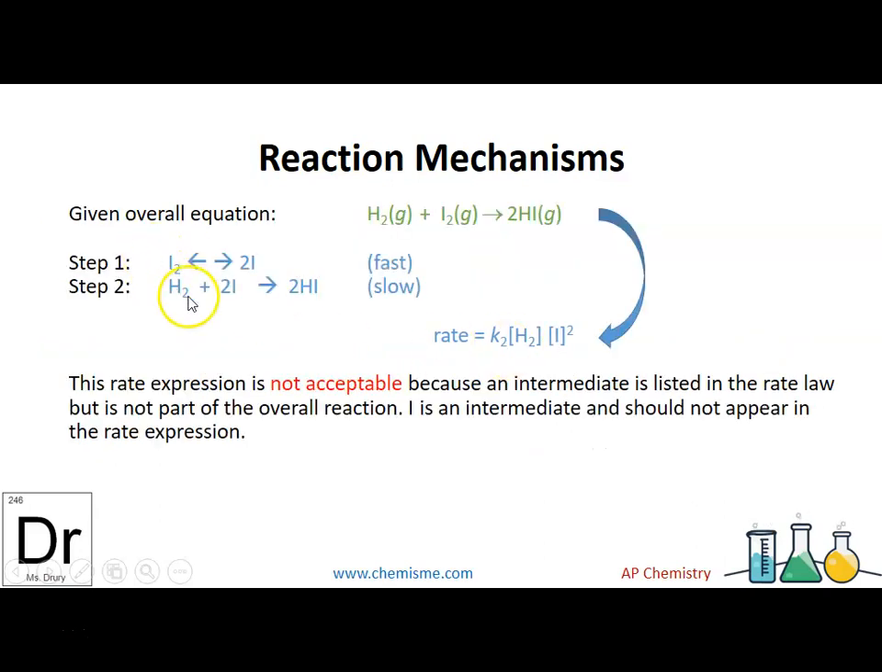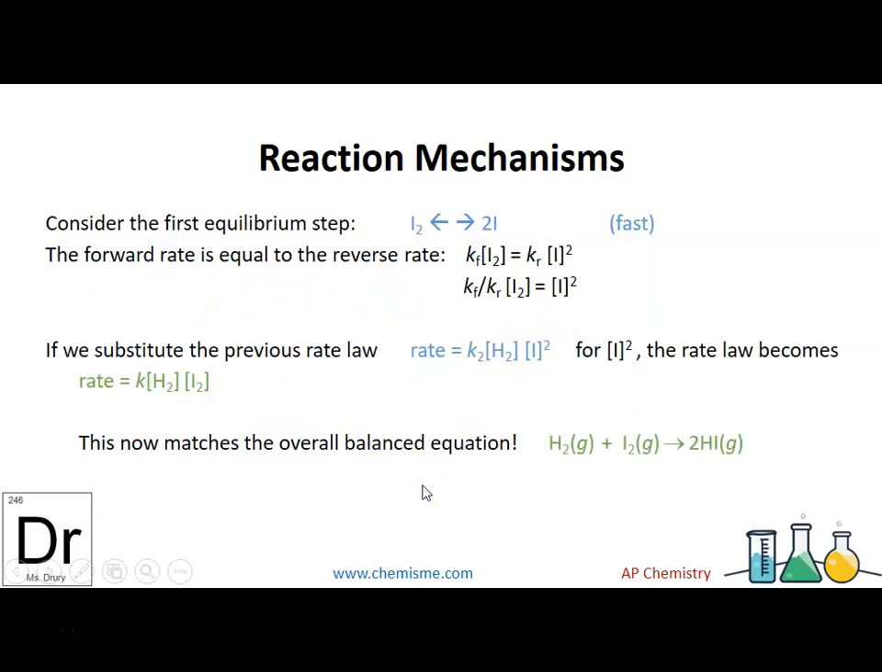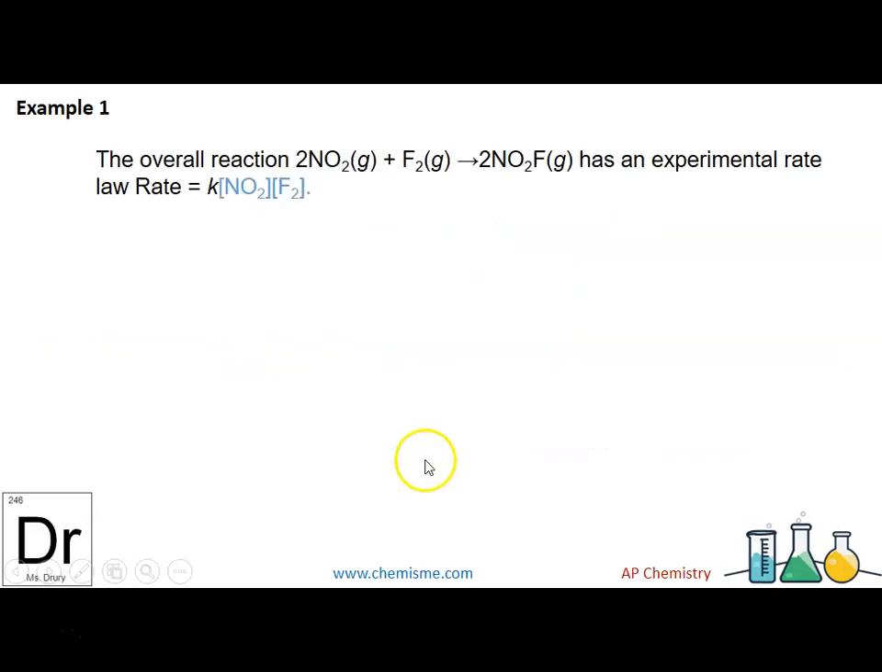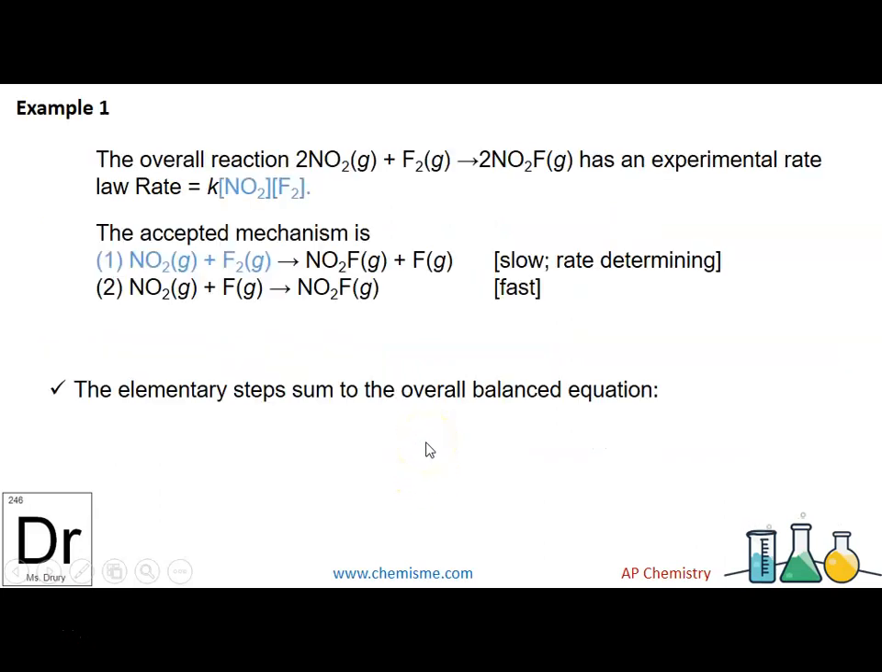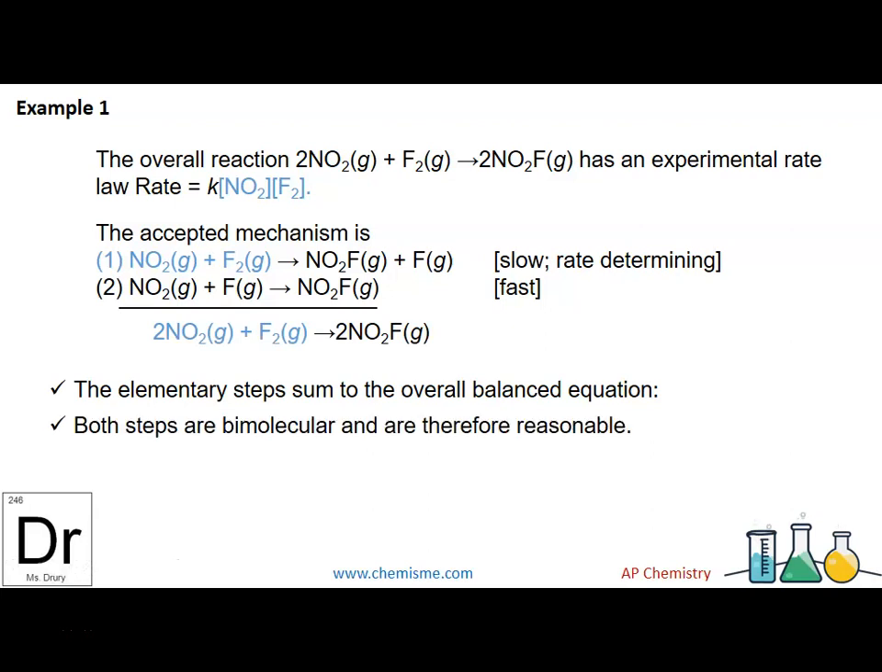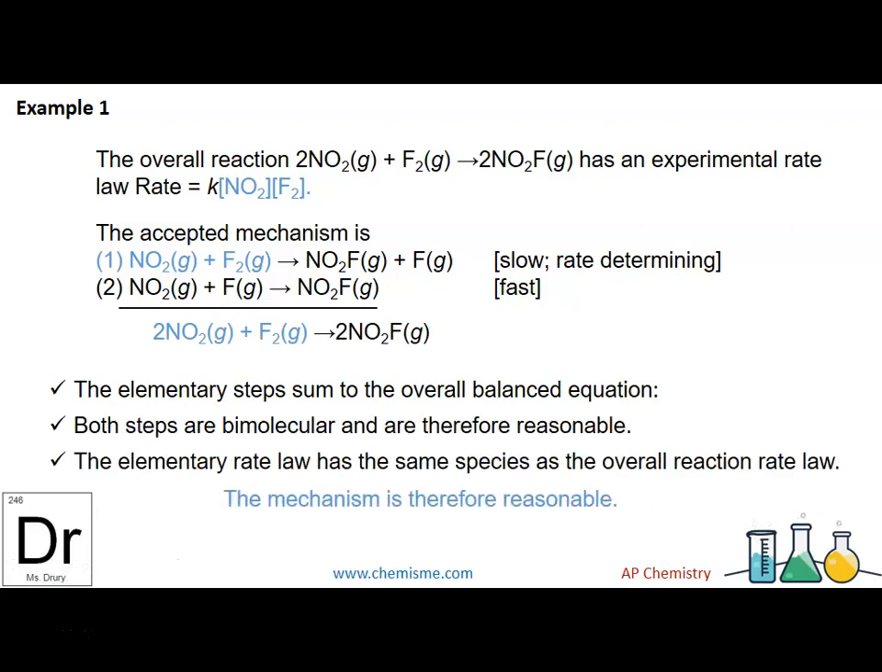But what I'm saying is, going back to the previous slide, since this fast step is reversible, I can read it forward or reverse, and I can substitute species in to make sure that the slow step is in fact the slow step. Let's do this again. It's usually easier if you see this in more detail with more examples.